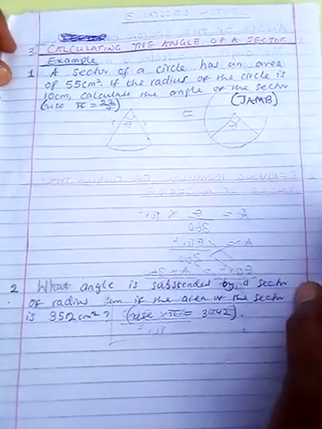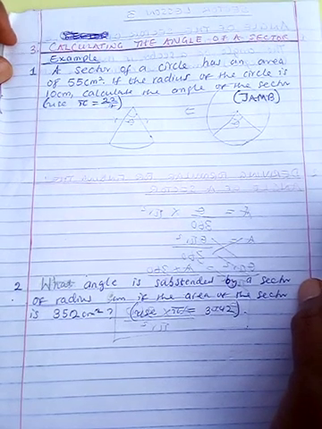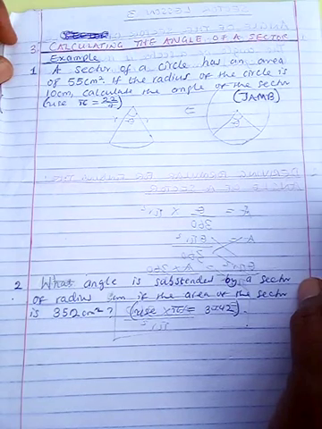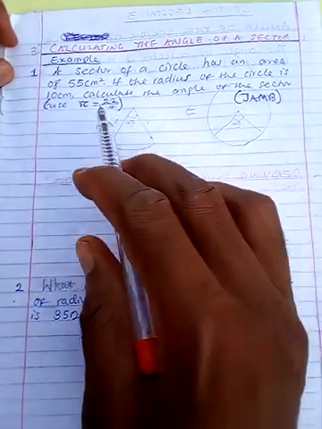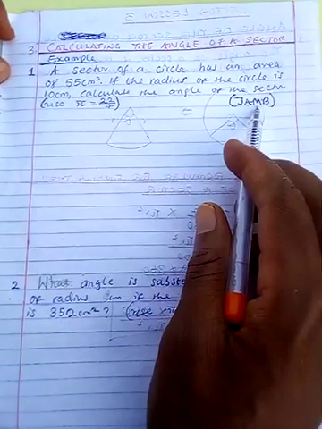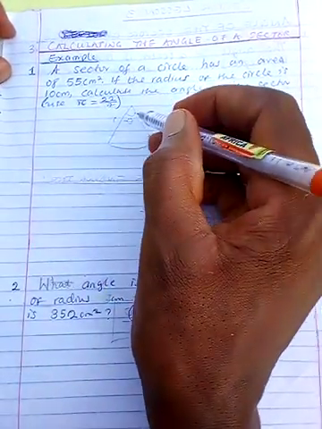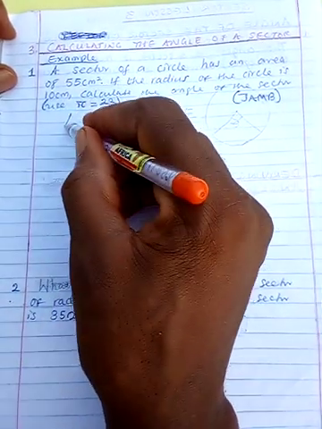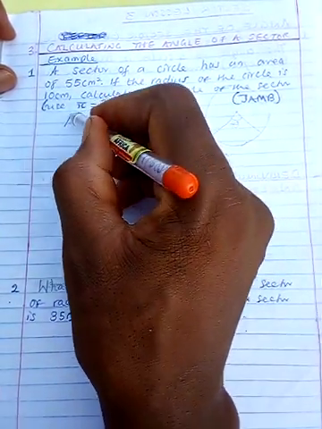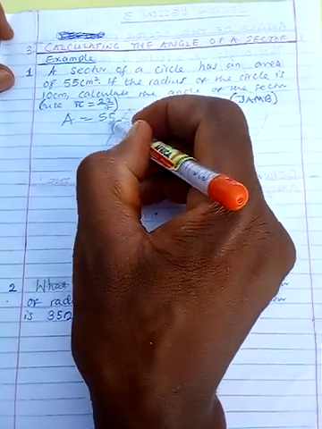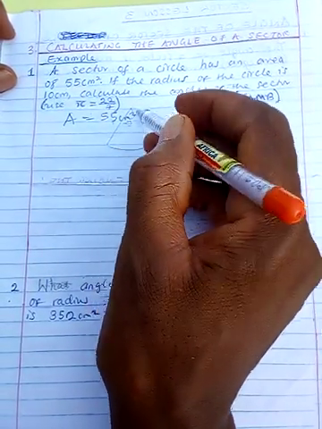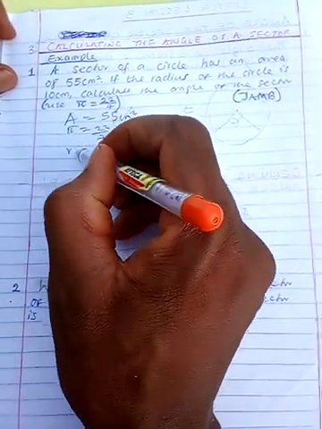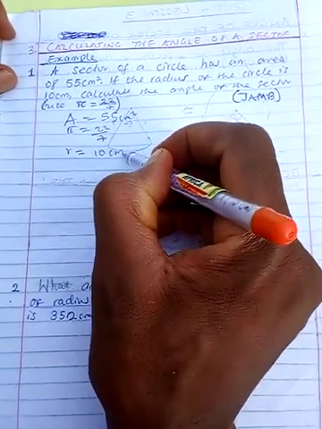Number one problem says a sector of a circle has an area of 55 centimeters square. If the radius of the circle is 10 cm, calculate the angle of the sector. Use pi 22/7, and this is a JAMB question. So we're going to solve this problem right now. First of all, let us highlight the parameters we can see in this problem. We see that the area of the sector is 55 cm square, and then the pi, as we see, is 22/7, and our radius is given as 10 cm.